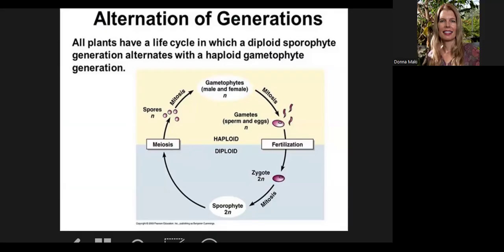All right. So what we see is that the plants will spend part of their life in the so-called haploid phase and part of their life in the diploid phase. Now, haploid means you have half the number of chromosomes. We usually denote that as N or 1N. Diploid means you have a full complement of chromosomes, so we say it's 2N. And this is the alternation of generations that you see on this figure.